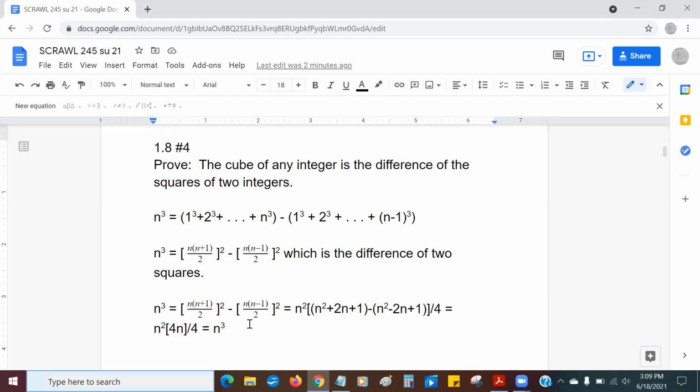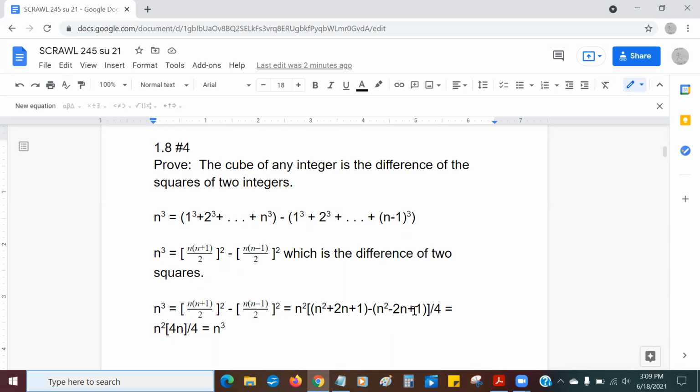And now I want to verify this. If I multiply this out, I can factor out an n squared, because that n gets squared and that n over there gets squared. And then I can factor out the over 4. That's why the 2 squared goes at the end of everything. Then inside I have n squared plus 2n plus 1, which is (n plus 1) squared, minus n squared minus 2n plus 1, which is (n minus 1) squared.